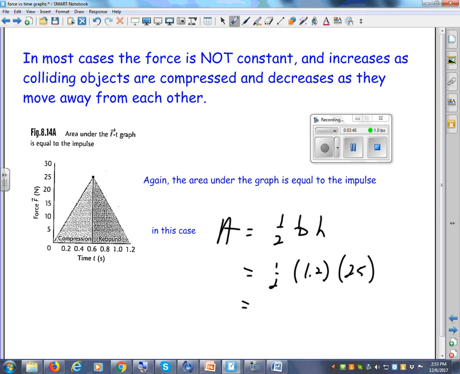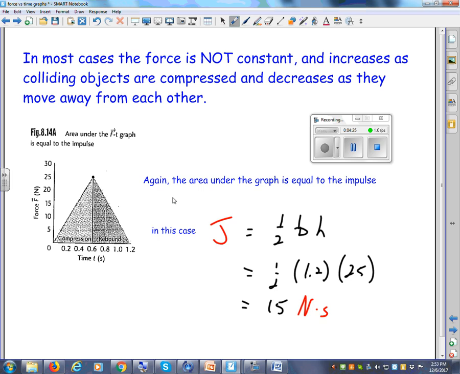Can somebody check my math with a calculator? Oh, 30, yeah, 15. Can someone check that? Yeah, 15. What's the unit again? Now this is actually impulse, so area. No, it's not newtons per, it's newton seconds. Newton seconds, right? The area is equal to the impulse. J is the letter for impulse.